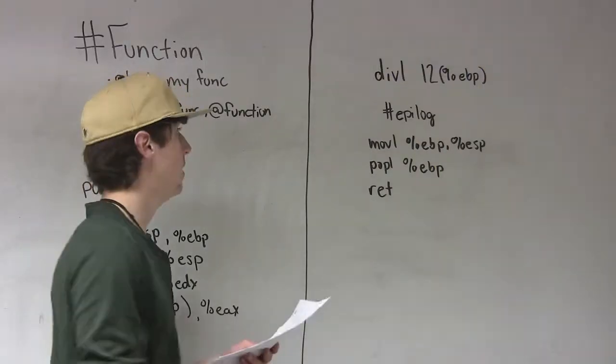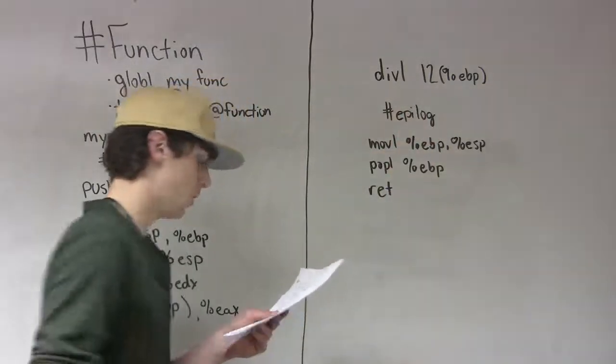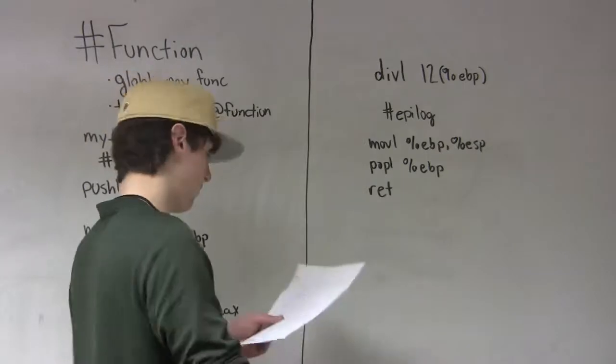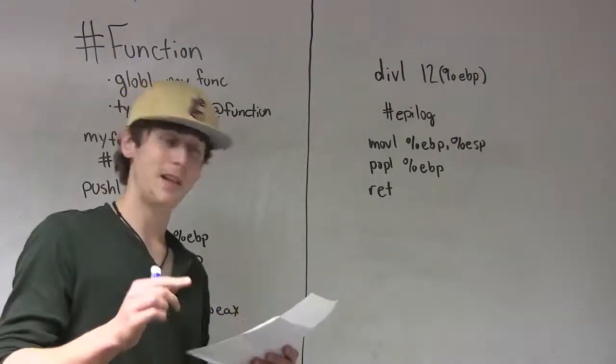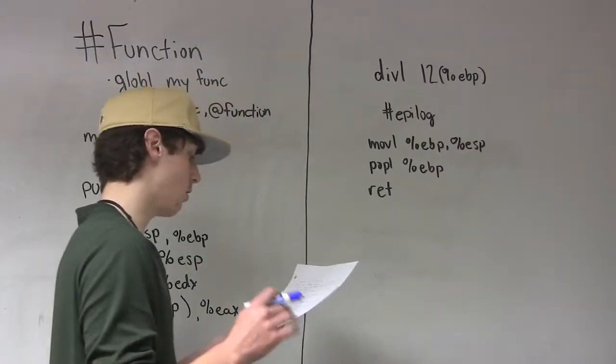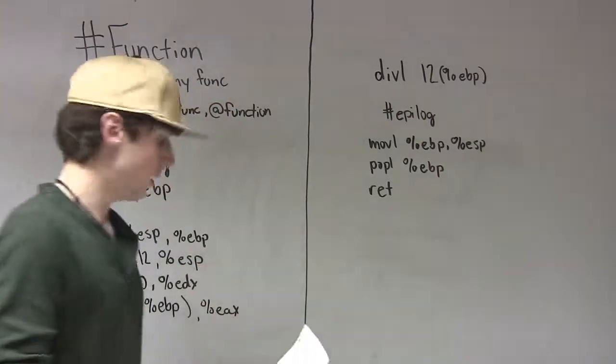By dividing by the divisor, right here, the quotient is saved into the A register, which is great because that happens to be what we returned. Now for the epilogue, we restore the last space claimed on the stack by the prologue. We have 12 bytes for local variables, so we need to undo that.